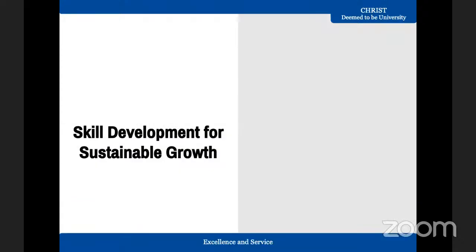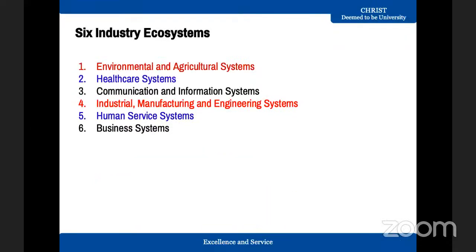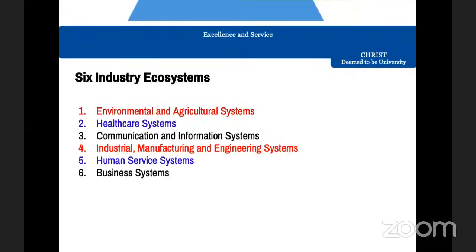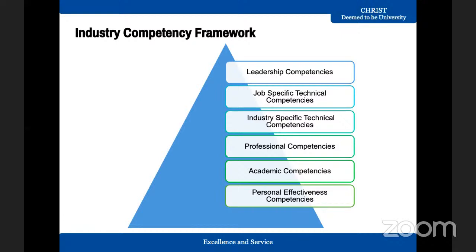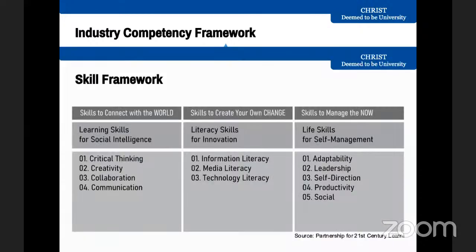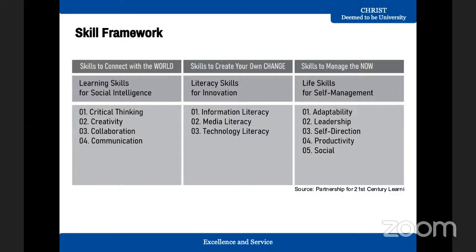So what are the skills required for sustainable growth? That's very important. Not simply growth, sustainable growth. These are the six industry ecosystems, right? It starts with the environment and agriculture system, healthcare system, communication and information system, industry manufacturing engineering system, human service system, and business systems. I have given that in a competency framework, so you can easily understand. And this is the skill framework, which we have already discussed in connection with 21st century learning.